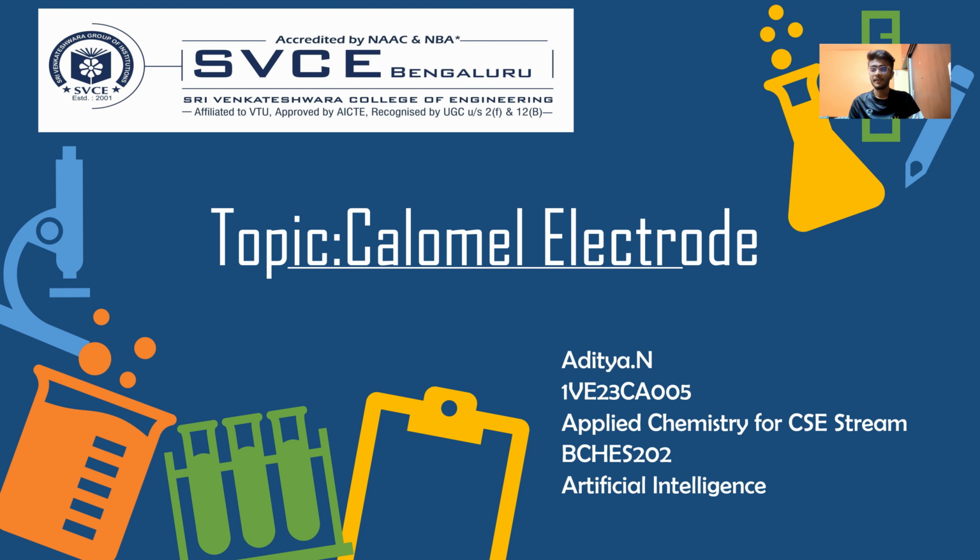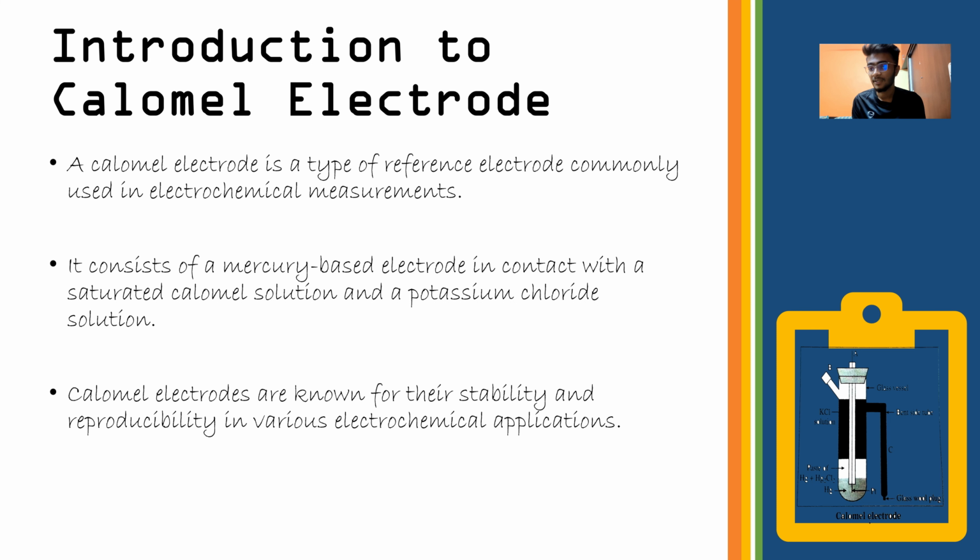Coming to the introduction to Calomel electrode. A calomel electrode is a type of reference electrode commonly used in electrochemical measurements. It consists of a mercury-based electrode in contact with a saturated calomel solution and a potassium chloride solution.